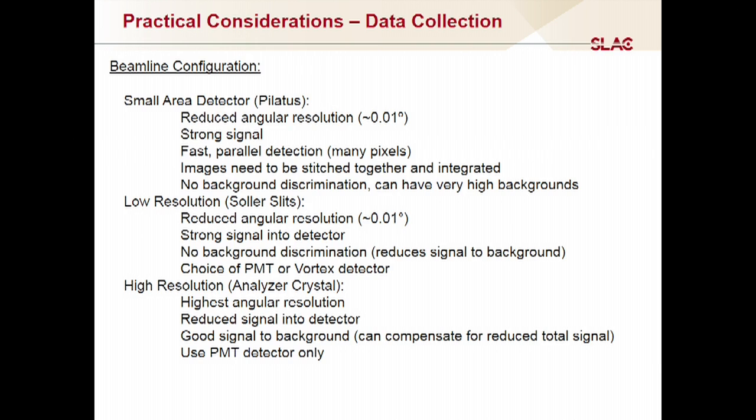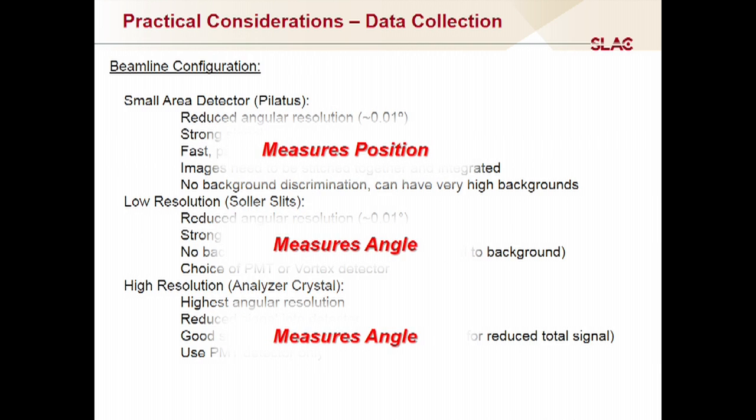And so even though you're losing signal, your signal to background can actually be improved using this setup. And this would just have a photomultiplier tube as the detector. So another important consideration is what your detector is actually measuring. If you have a small area detector, really what you're measuring is position. You're not measuring the angle into which something is scattered, you're simply measuring a position, and then you try to map that position into angle.